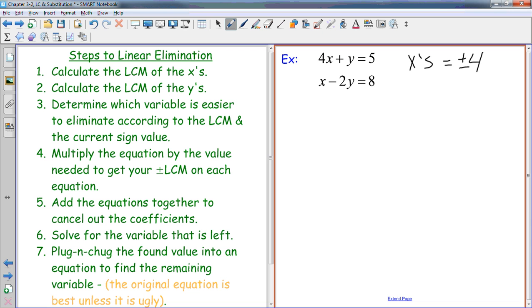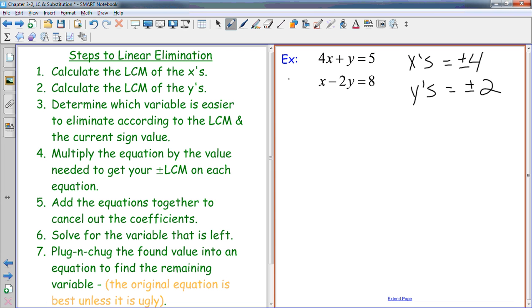Okay? What about my y's? I have 1 and negative 2. What's my least common multiple? 2. Or, since I need plus and negative, it'd be plus or minus 2. Now, I have to look at these equations and think to myself, okay. I've done these for a while, so for me it's a little easier, and I can see right away I'd rather do this one than this one. I want to get rid of either the x's or the y's. So I want to either add these 2 together and they cancel each other out, or add these 2 together and they cancel each other out. One or the other. Okay?